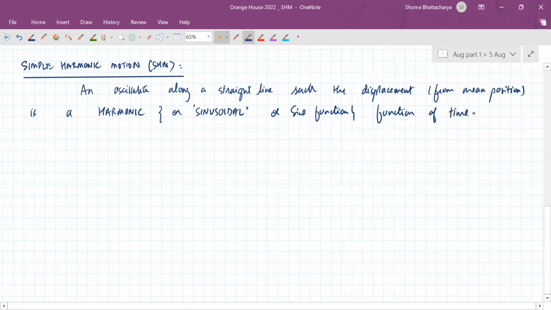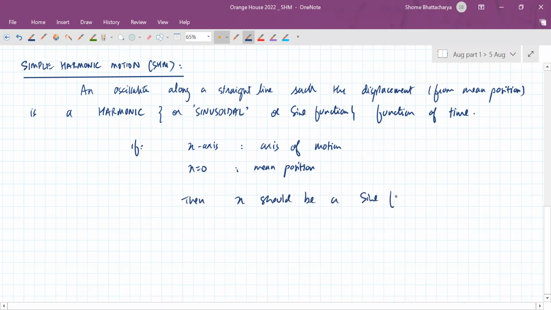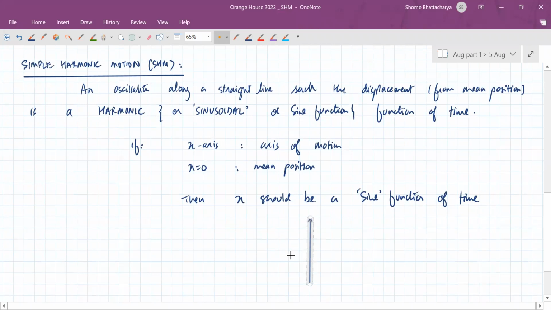So basically what it means is that suppose the x axis is the axis of motion. Okay. x equal to 0 is the mean position, suppose. Then x should be a sine function of time. Okay, so when we look at the x versus time graph, it should look like a sine function.